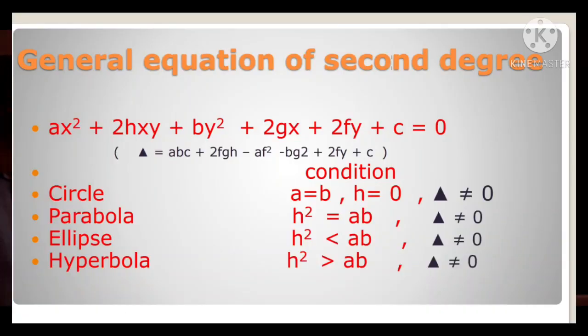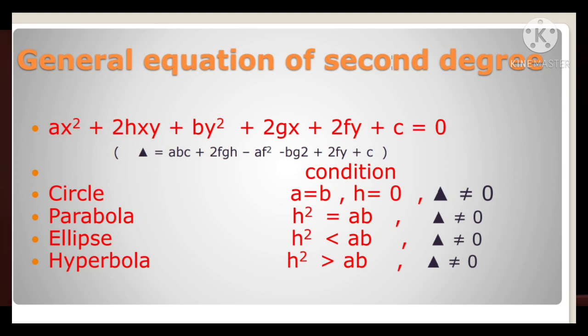So after that, on the basis of the general equation of second degree. What is the general equation of second degree? Here it is written: ax square plus 2hxy plus by square plus 2gx plus 2fy plus c is equal to 0. This is the general equation of second degree. You can take the screenshot.